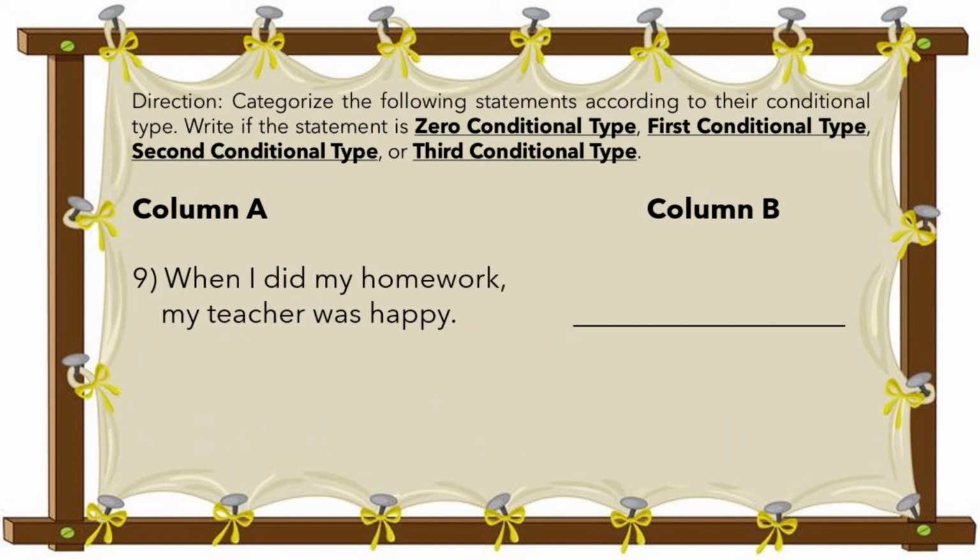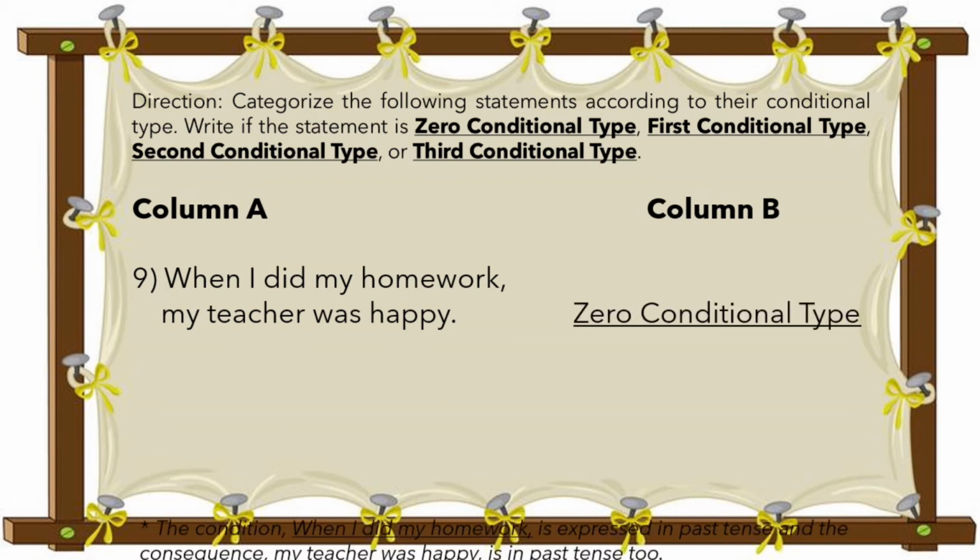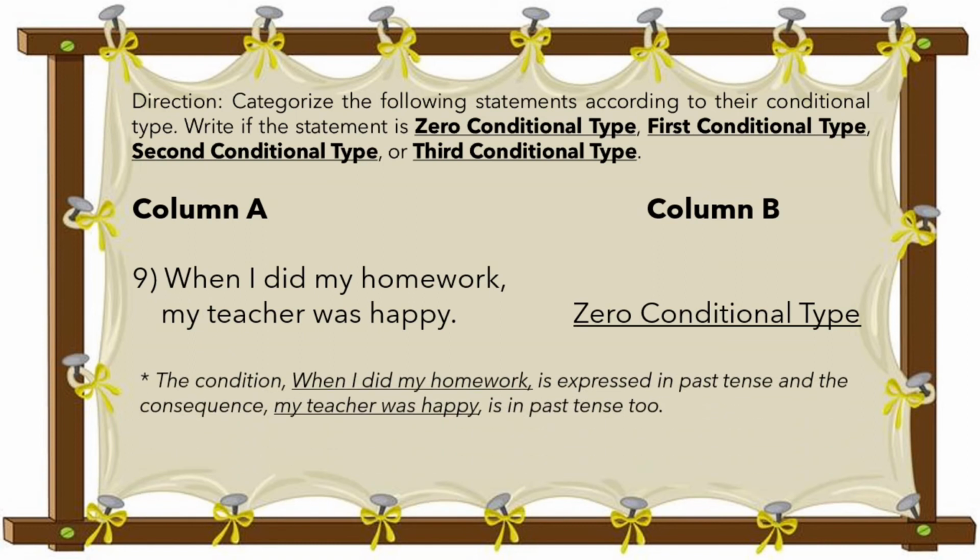Number 9. When I did my homework, my teacher was happy. Your answer is good job! It's zero conditional type. The condition when I did my homework is expressed in past tense and the consequence my teacher was happy is in past tense too.